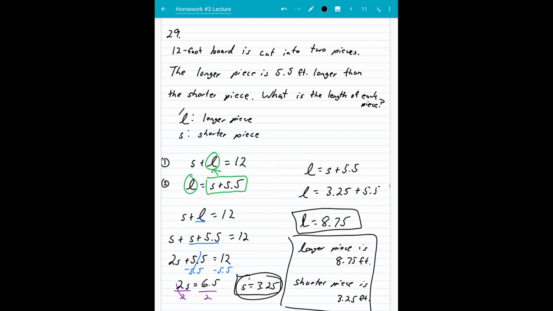And remember, you can check your answer. 8.75 plus 3.25. If you add the two pieces together, it does make 12 feet. And if you took the shorter piece and added 5.5, it would equal the longer piece. So 3.25 plus 5.5, what we did in the very beginning, does make 8.75. We end up getting the correct answer.